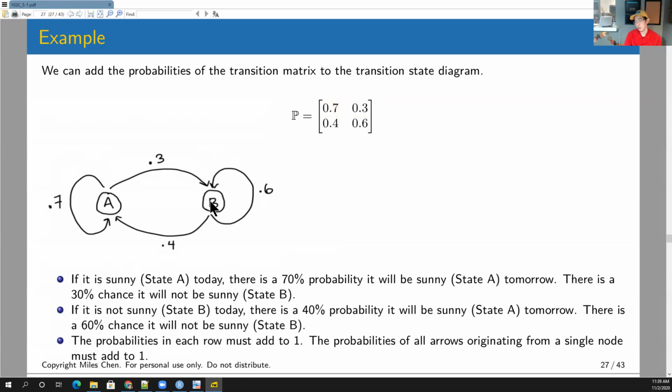Going to B, we got 0.6 and 0.3. Those don't have to add up to 1. Going to A, 0.7 and 0.4, those don't have to add up to 1. But those coming out of A have to add up to 1, and those coming out of B have to add up to 1. And likewise, the rows have to add up to 1.